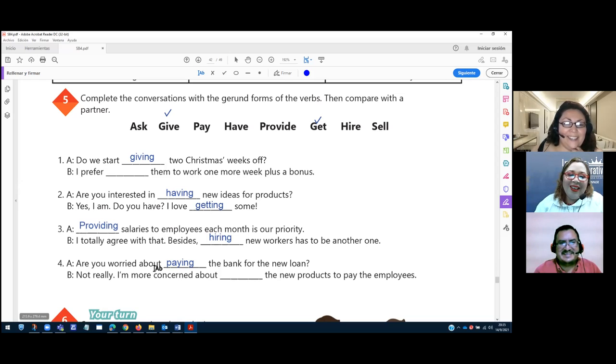Okay, let's see. Number one. Think about the people and think about they are talking about bonus. Bonus is like money, right? What verb is related with money over there? Paid. Could be, right? Okay, yes, paying.